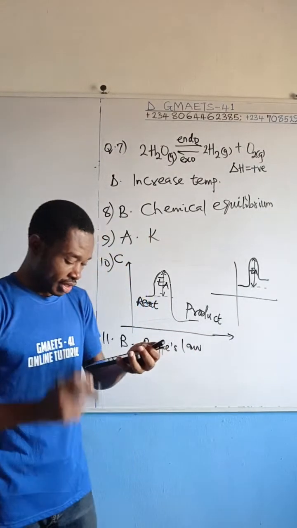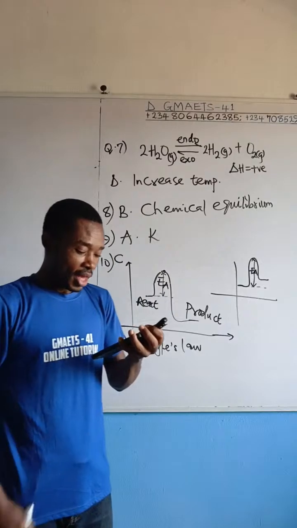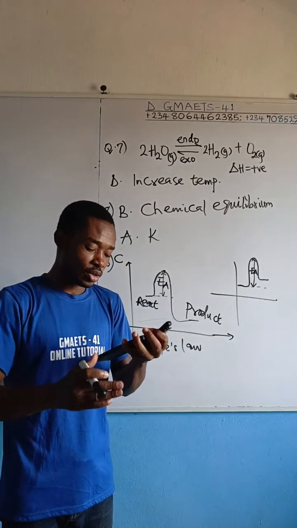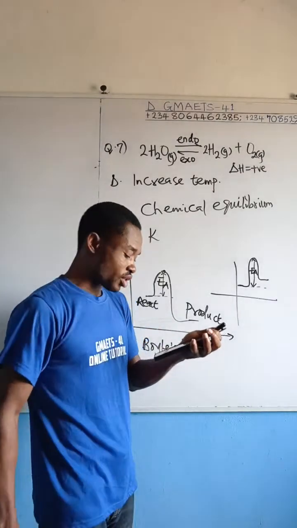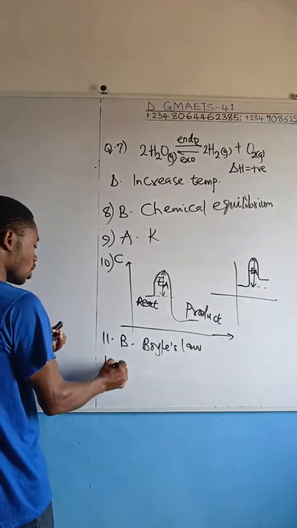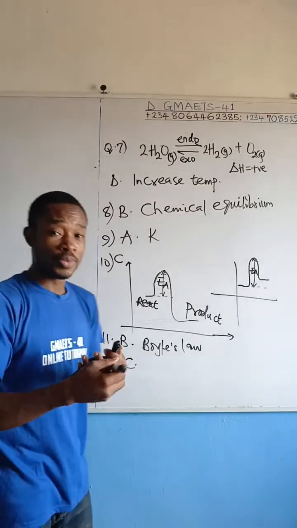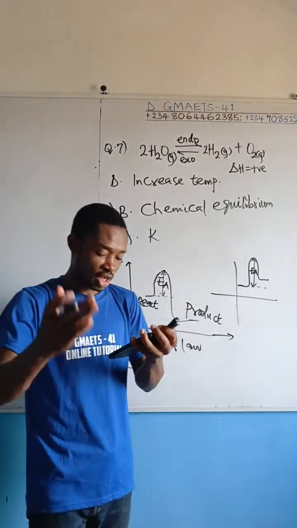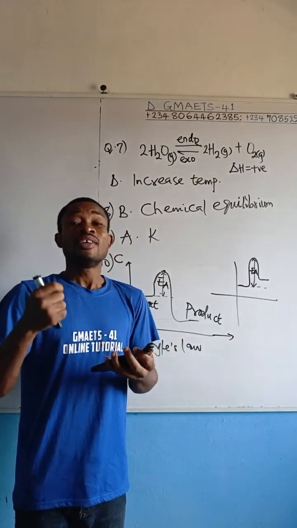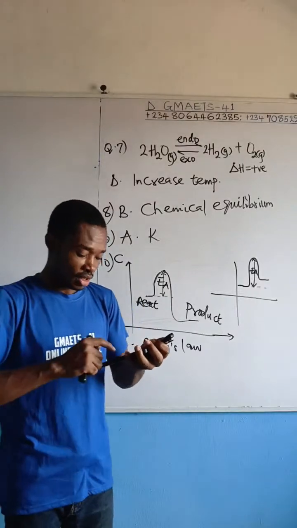Question number 13. At equilibrium, the concentrations of the reactant and product will be equal. That's option C. Question number 12, option C. At equilibrium, I want you to take note that the concentrations of reactant and product will be equal.